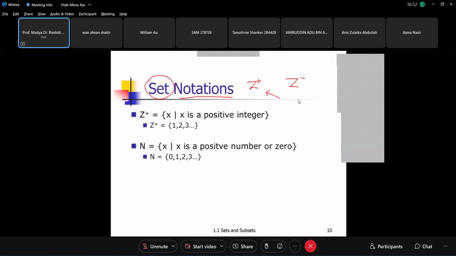The question is, why do we need to transform to symbols? We can say positive integer, but some people cannot understand positive integer. For example, maybe people from other countries, they don't know what is meant by positive or integer. But once we represent through symbols, everybody knows the symbol. So once we look at Z negative, I as a Malay, I know this is a negative number.